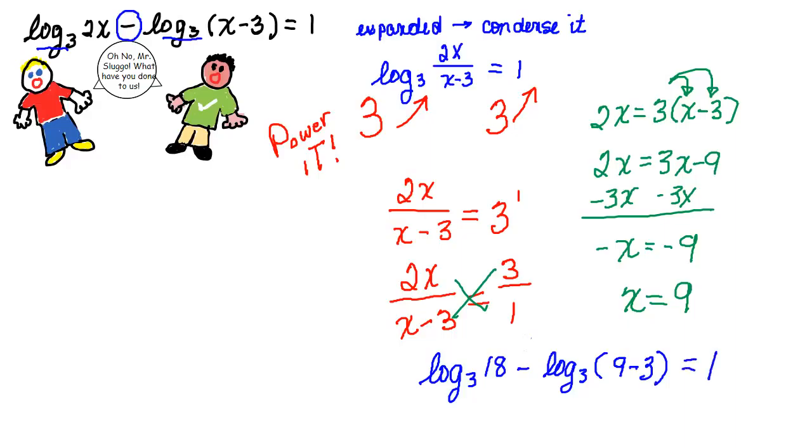All right, well, let's see. That gives us a log 3, 18 over the 6 equals log 3. It does equal 1, and all's good in Mr. Billville.